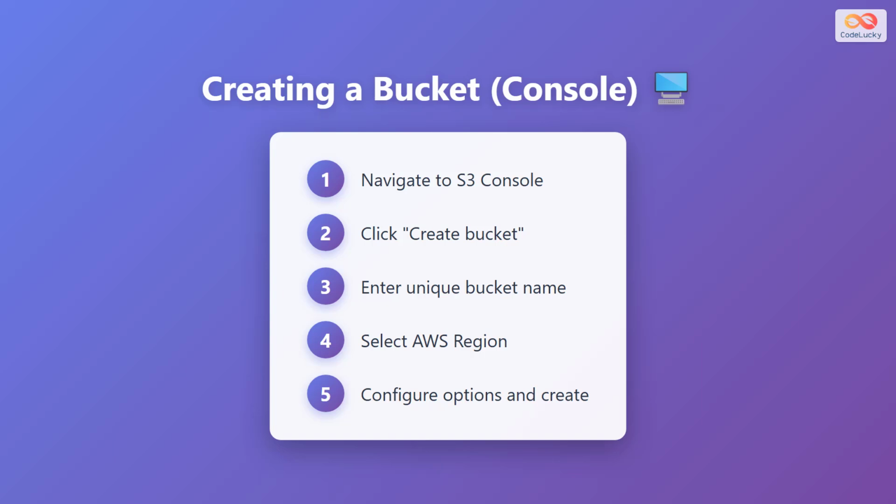Creating a bucket through the AWS Management Console is straightforward. First, navigate to the S3 console from your AWS dashboard. Next, click the Create Bucket button to start the creation process. Then, enter a unique bucket name that follows the naming rules we discussed. After that, select the AWS region where you want your bucket to be created, choosing a region close to your users for better performance. Finally, configure any additional options based on your requirements and click Create to finish the process.